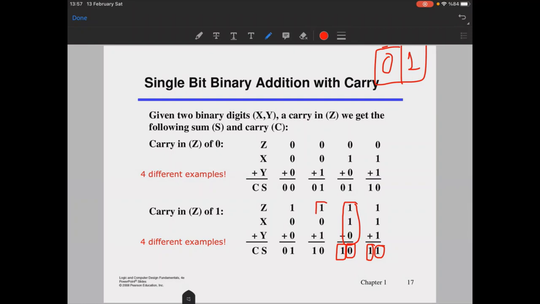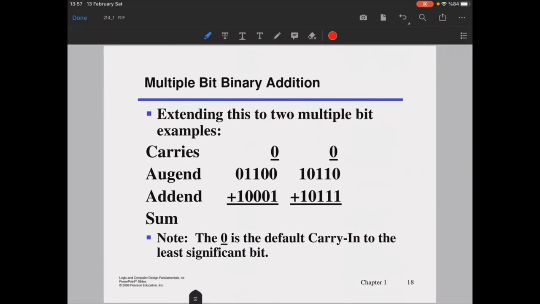So in this sense, this one is the same as this one. And for this one, 1 is directly 1. It's possible to represent this, and 0 will be your output carry. So if you make a multiple bit binary addition, let's see how it goes. It's pretty straightforward, in fact.